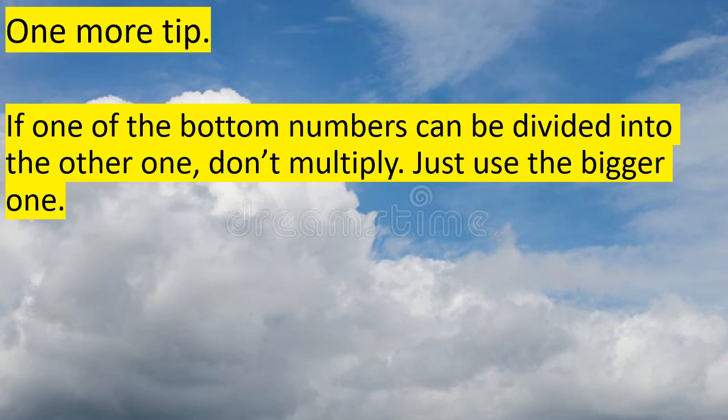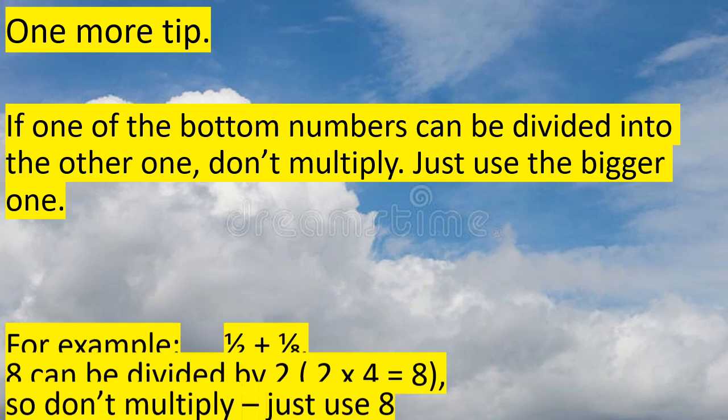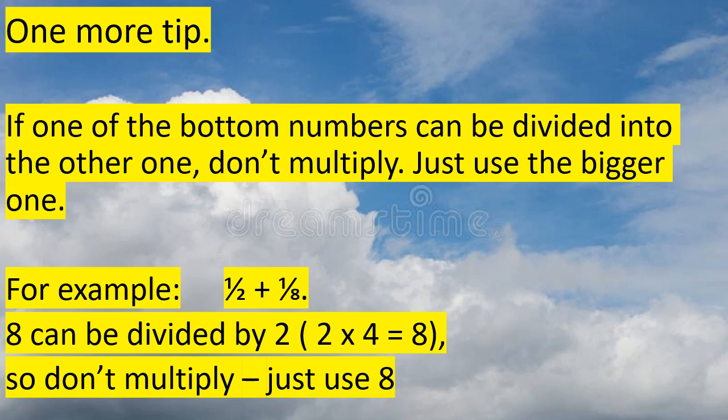One more tip. If one of the bottom numbers can be divided into the other one, don't multiply. Just use the bigger one. For example, 1 by 2 plus 1 by 8. 8 can be divided by 2. 2 times 4 equals 8. So don't multiply, just use 8.